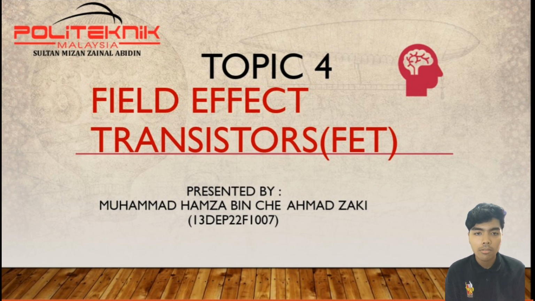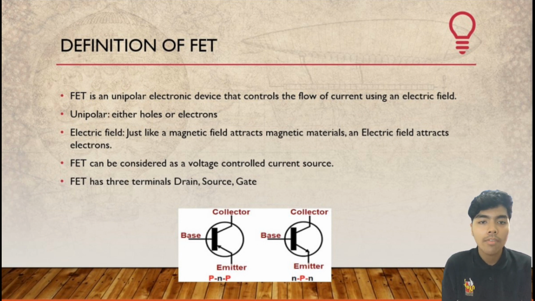22F1007. And what I'm going to talk about today is field effect transistors, such as FET. What is FET? The definition of FET is a unipolar electronic device that controls the flow of current using an electric field. Unipolar means either holes or electrons. Electric field: just like a magnetic field attracts magnetic materials, an electric field attracts electrons. FET can be considered as a voltage controlled current source. FET has three terminals: drain, source and gate.